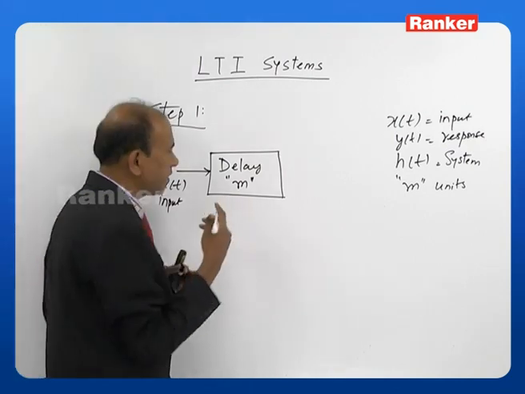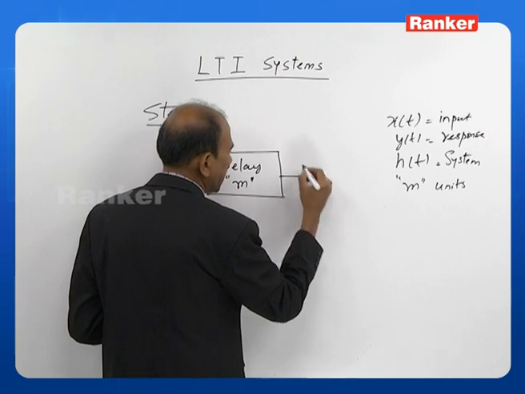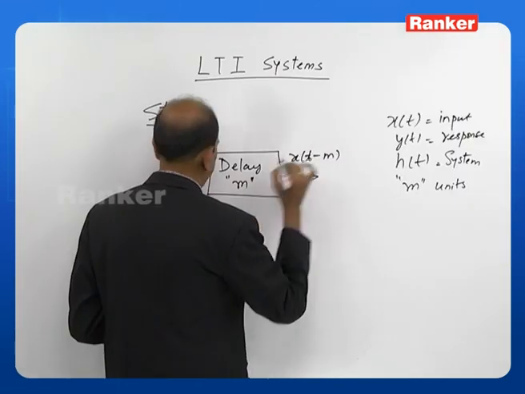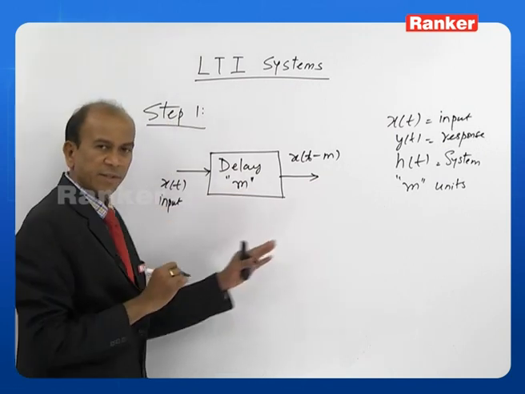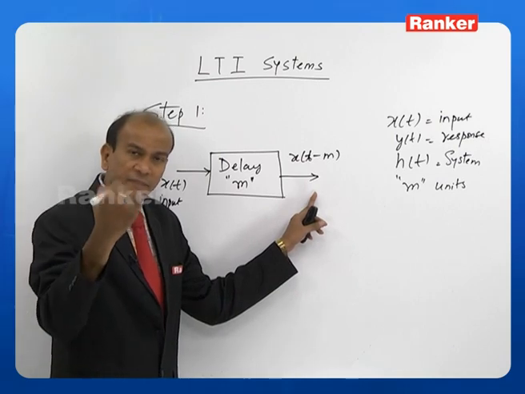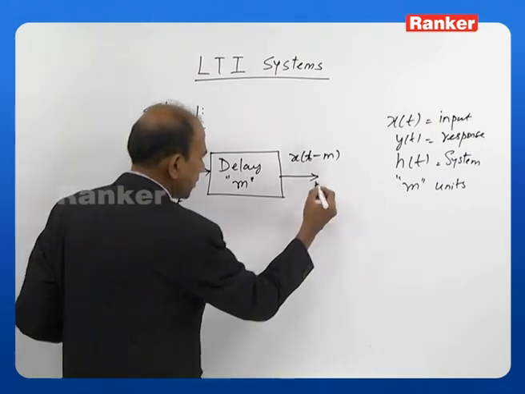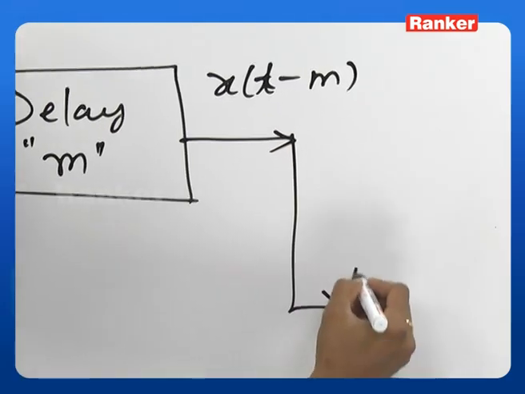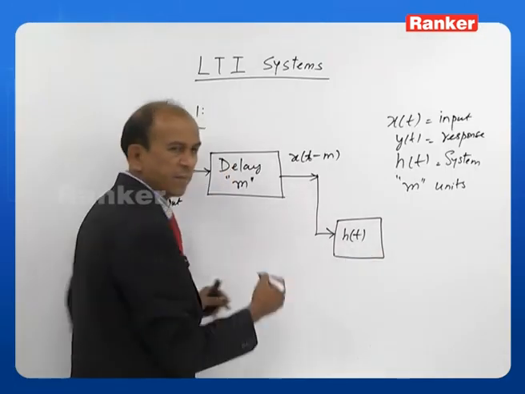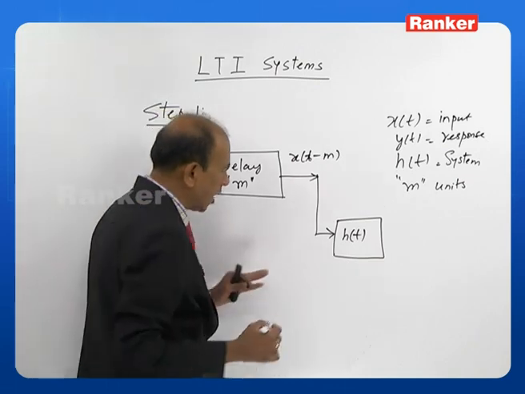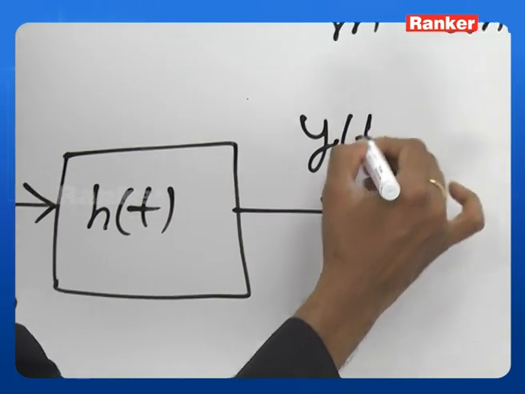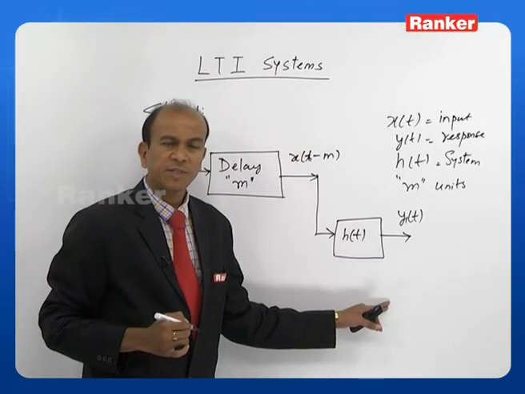Now what will be the output of this system? The output of the system is x of t minus m. Okay, x of t and then delayed, x of t minus m. This is what we got. Now this I have to give to a system. So let us pass this through a system, h of t, or in some cases we can also write h. Then there will be an output to this. This output I am calling y1 of t. So this is my first step.